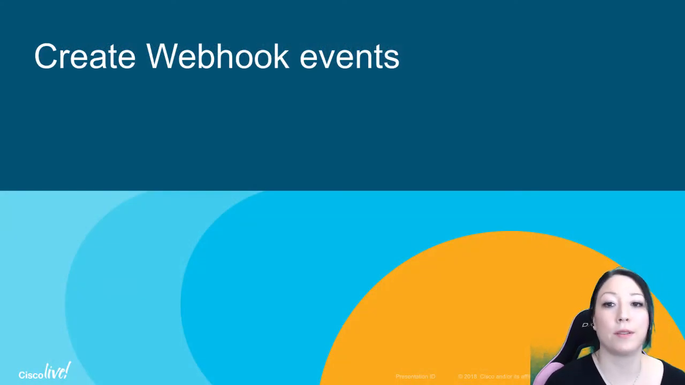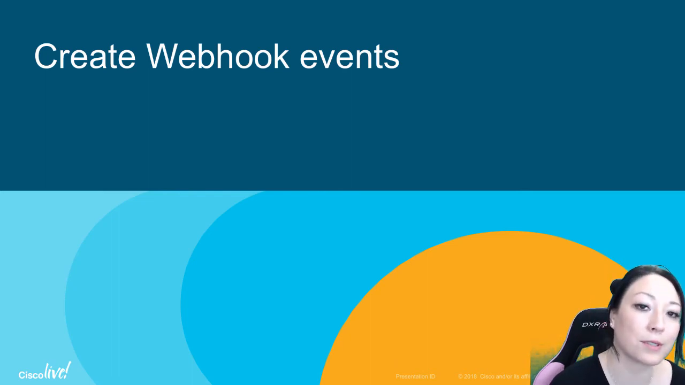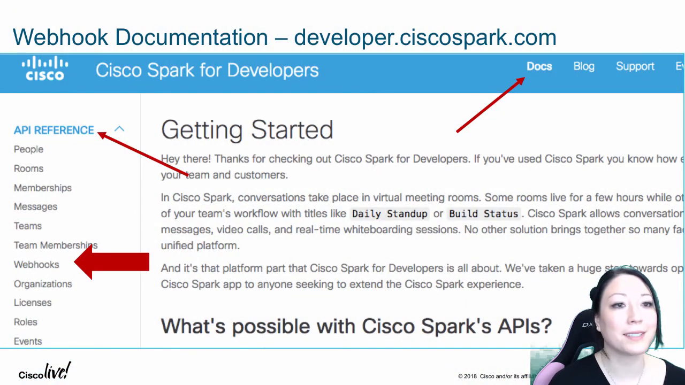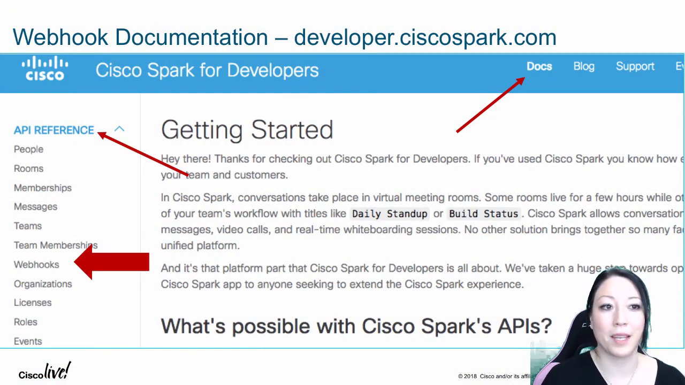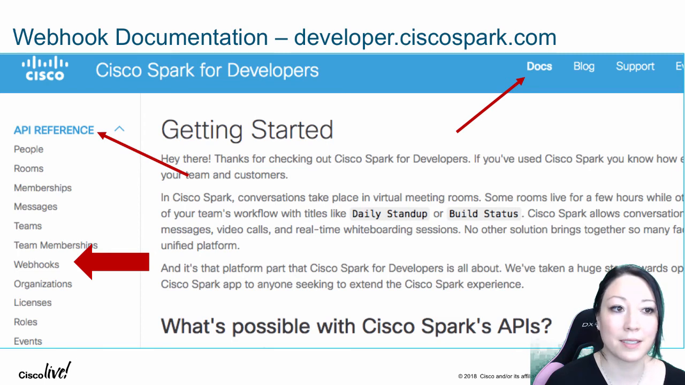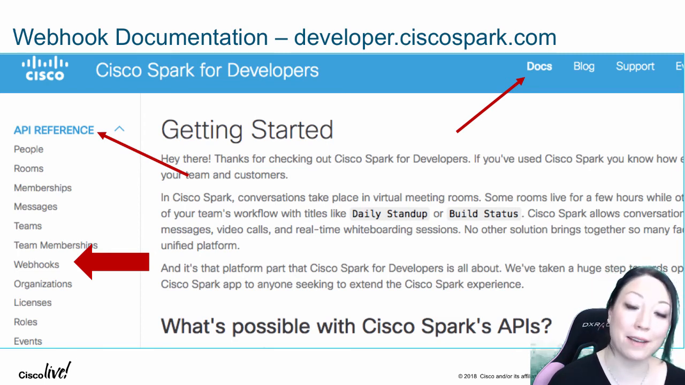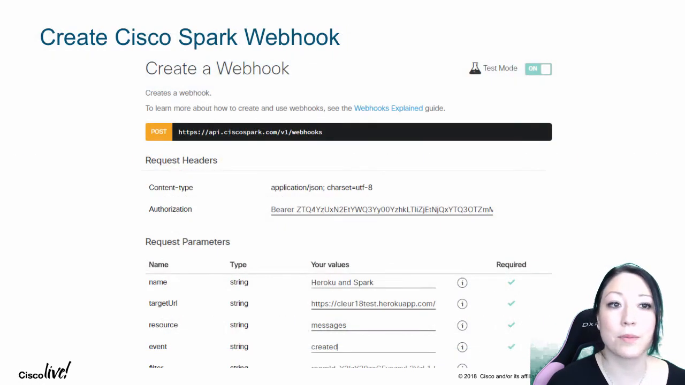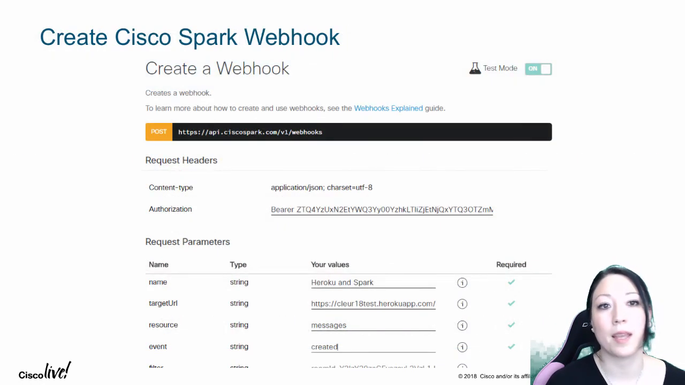So now we need to create a webhook event. We're going to be using the REST webhook so that our bot starts receiving traffic from Cisco Spark. You can find this at developer.ciscospark.com. So click on Docs, then API Reference on the left column, and click on Webhooks. Then you can click on Create Webhook, and this page will open up.